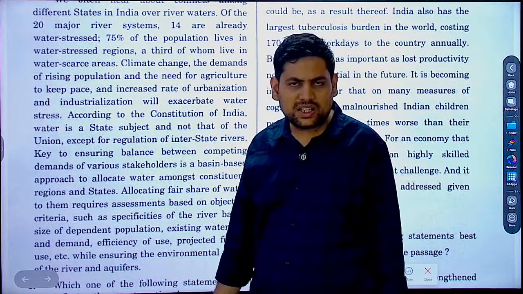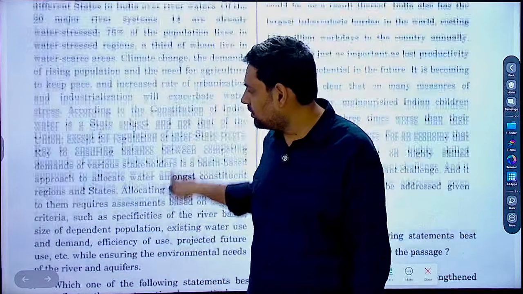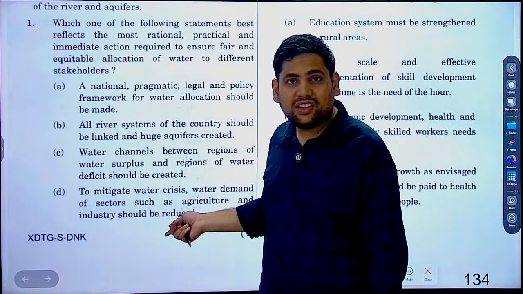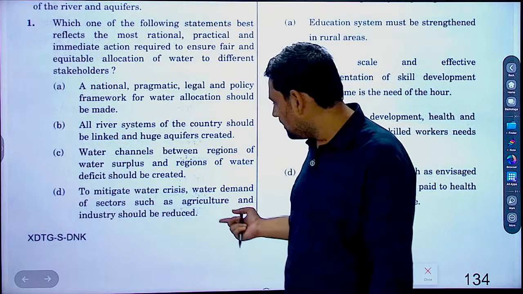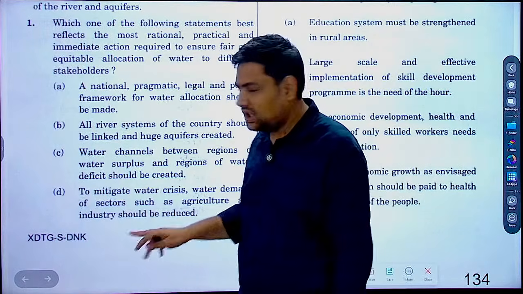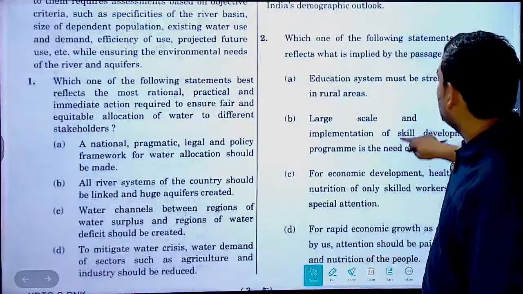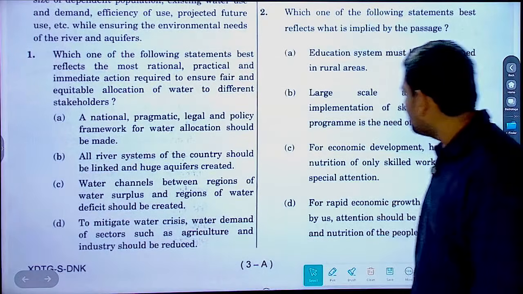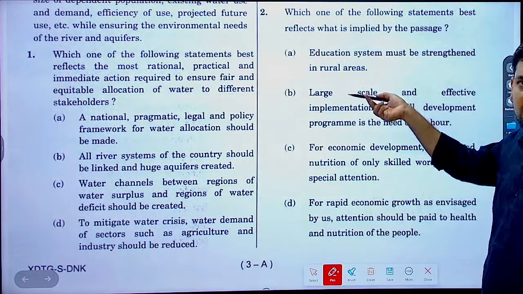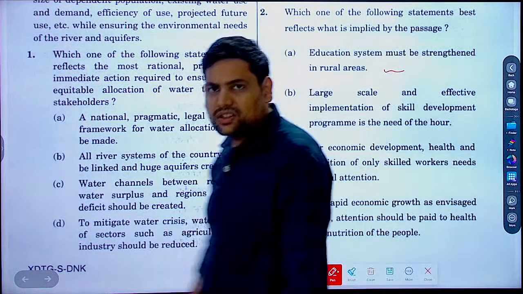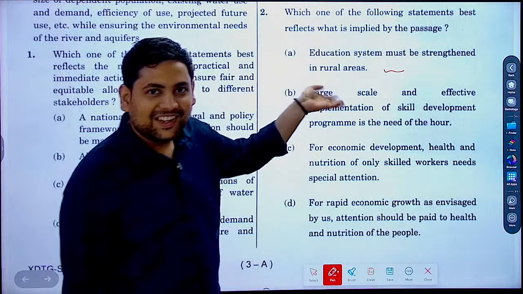All this is discussing policy, that how policy should be made. So of course this is not about reducing demand in the industry and agriculture. Answer becomes A. Then quickly move forward. This is passage 2. Now passage 2, education system must be strengthened in rural areas. Very generic statement. Mostly they are not true, but you cannot eliminate them. Okay, so you just keep them.